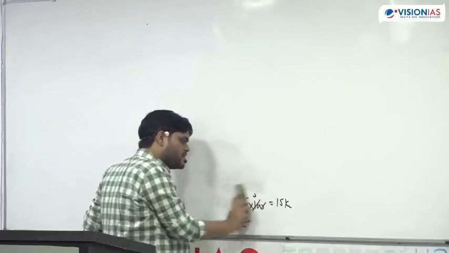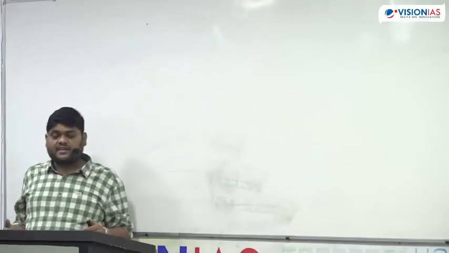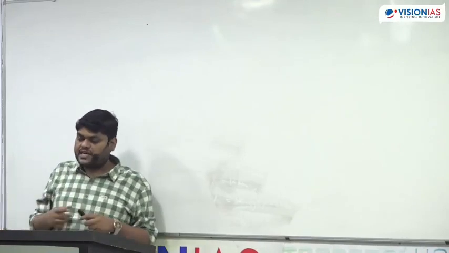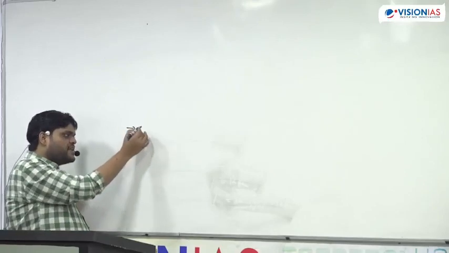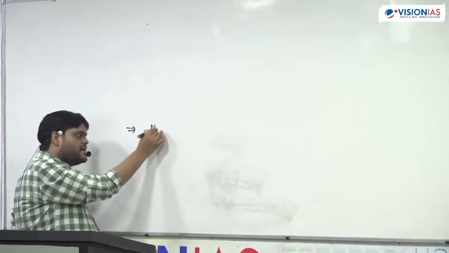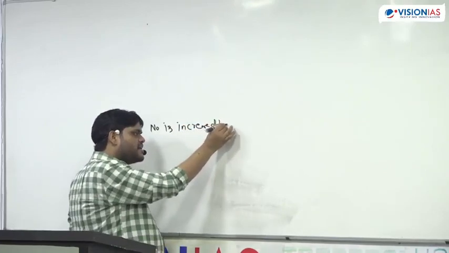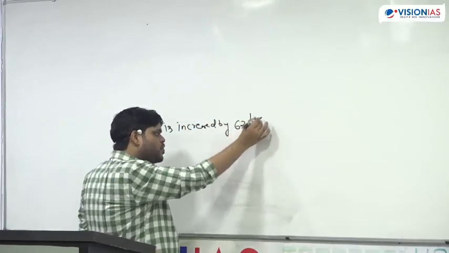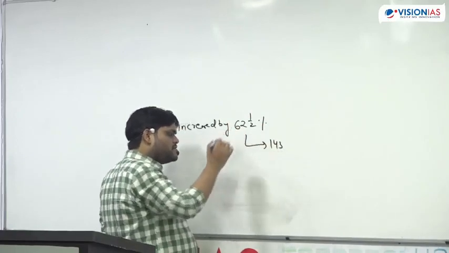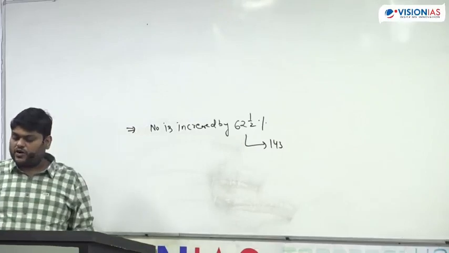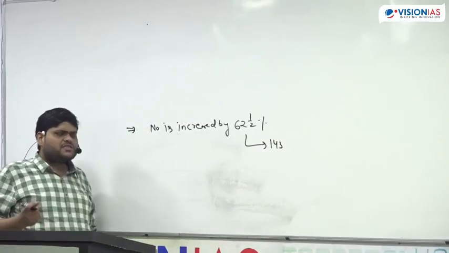Okay. Now, a student is asking a question. When a number is increased by 62 1/2%, it becomes 143. The question is, if a number is increased by 62 1/2%, the number becomes 143. Find the original number. So this we have to do. Now this is a very simple problem.